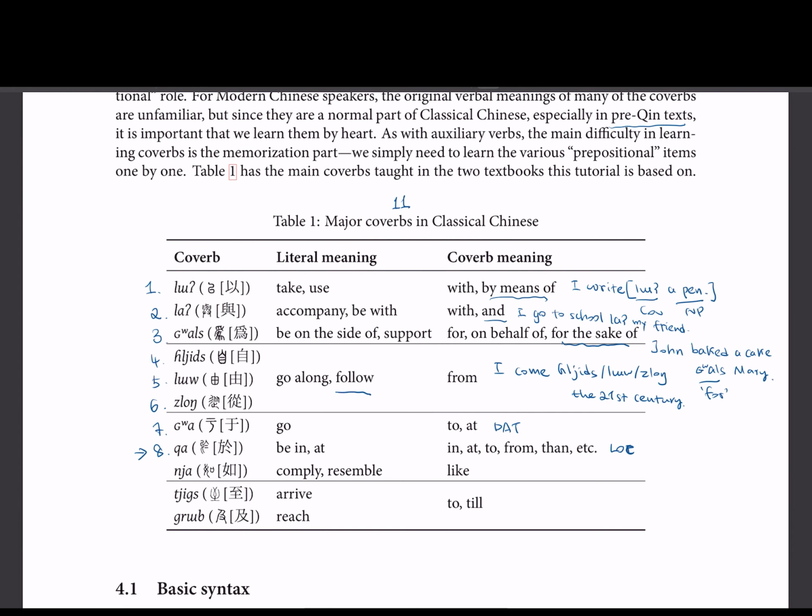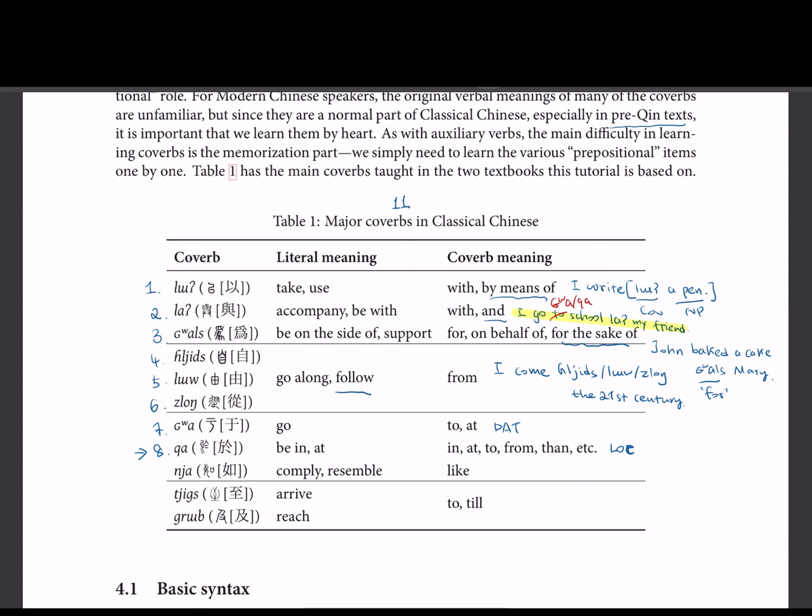For instance, let's go back to the sentence. I go to school, la my friend. I go to school with my friend. Now we know how to say to. We can put that in. I go gua school, la my friend. Or I go ga school, la my friend.